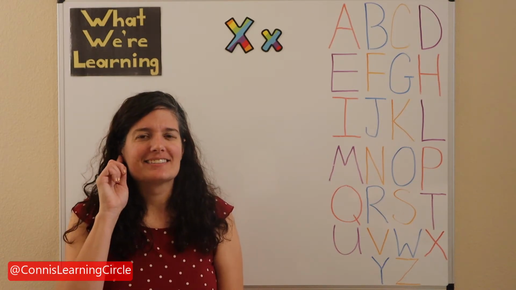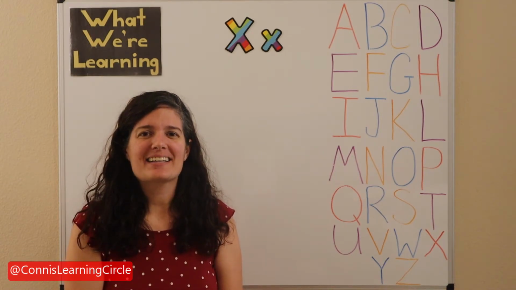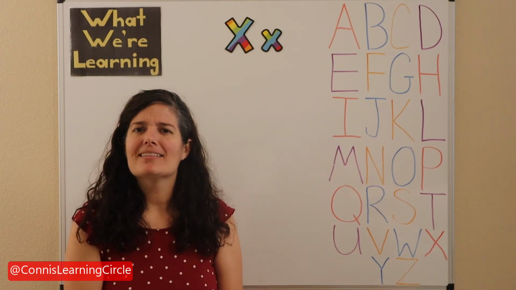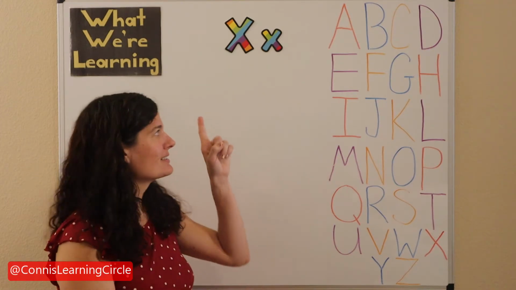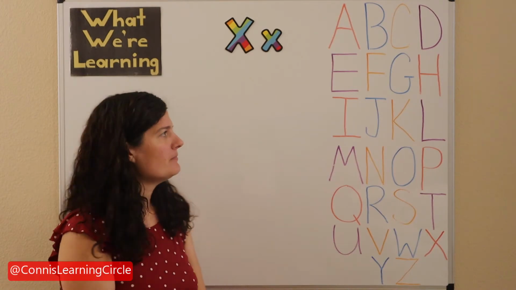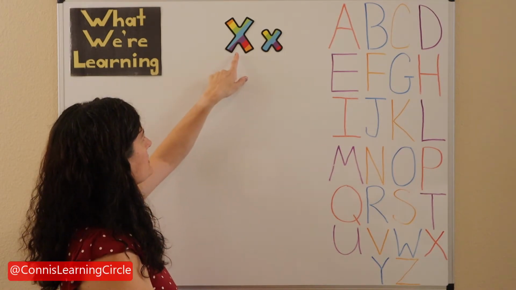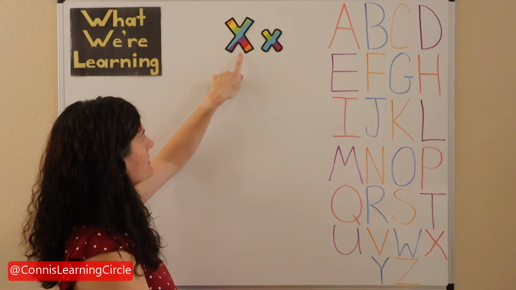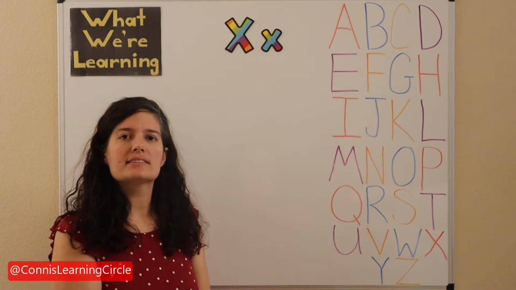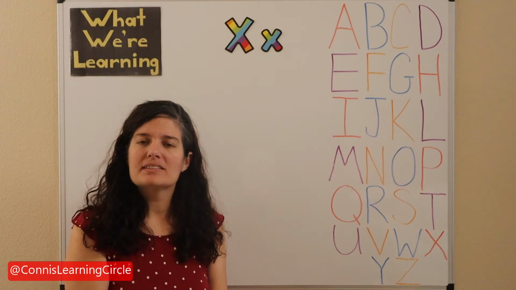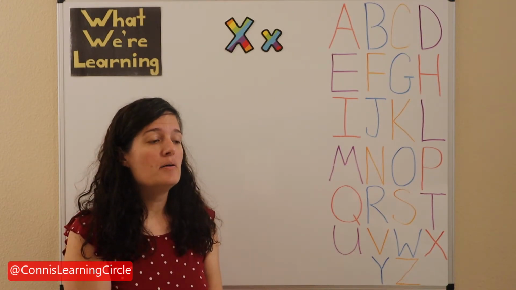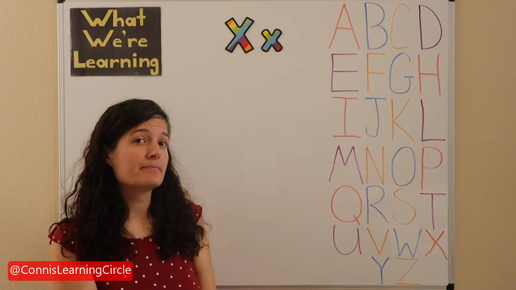Now, we've used our ears to listen and learn more about our letter X and the letter X sounds. Let's get ready to use our eyes to look and learn more about how to make our letter X. Well, look at this. Our uppercase letter X and our lowercase letter X, they look similar, don't they? When something is similar, it means they look a lot alike, but not exactly alike.